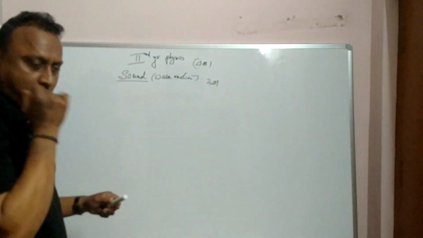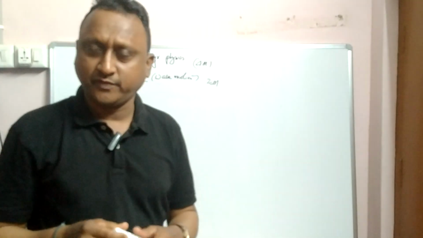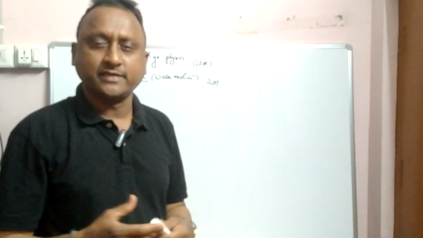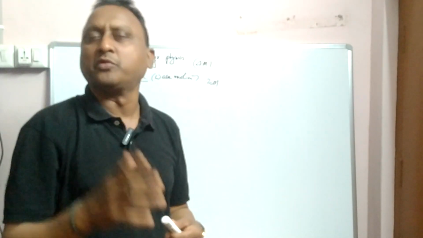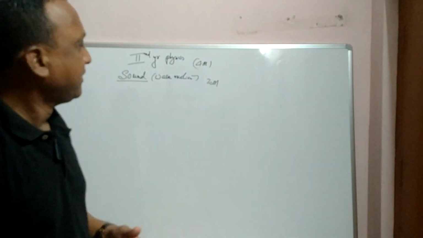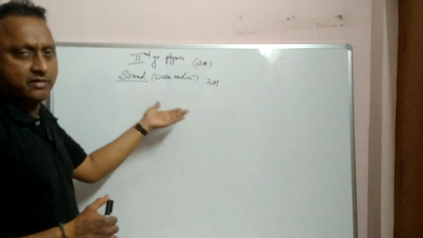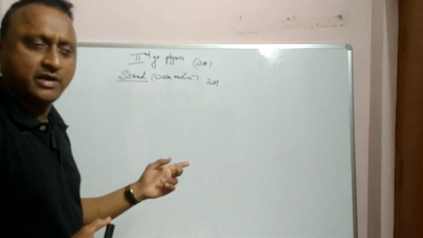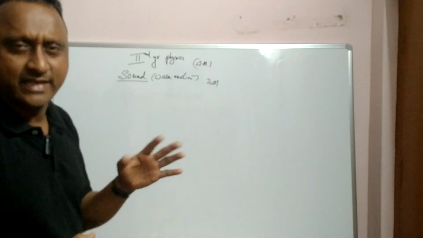Now, what are the requirements to produce sound? First of all, a medium is required, as I said. Sound cannot travel through vacuum because in vacuum there are no air molecules. So to travel, sound requires a medium: solid, liquid or gas. Velocity of sound is more in solids, less in liquids and least in gases.